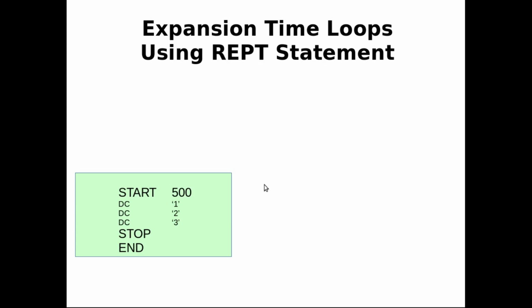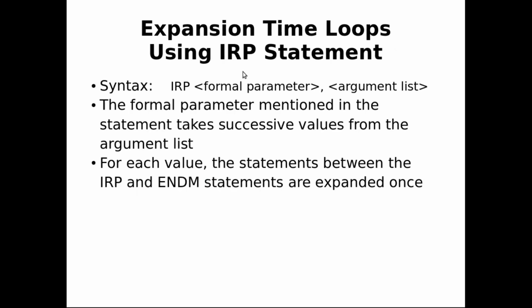So you have seen how to create expansion time loops using the REPT statement. Next we will look at the IRP statement. The syntax for the IRP statement is IRP followed by a formal parameter followed by a list of arguments. Now what the IRP statement does is that the formal parameter will take values from the argument list.